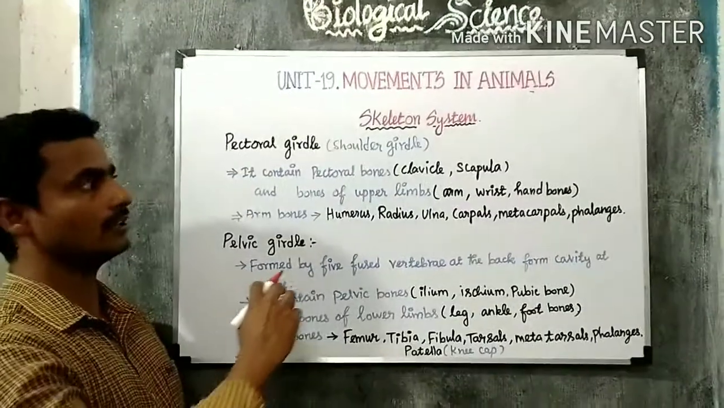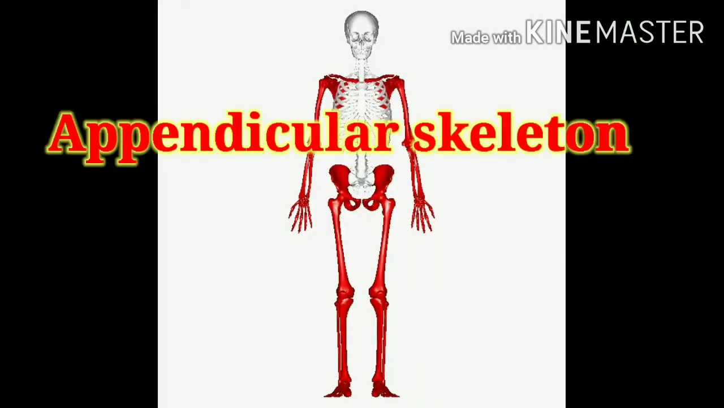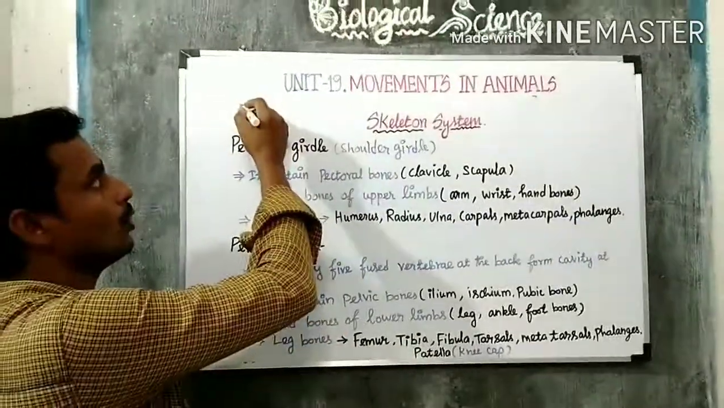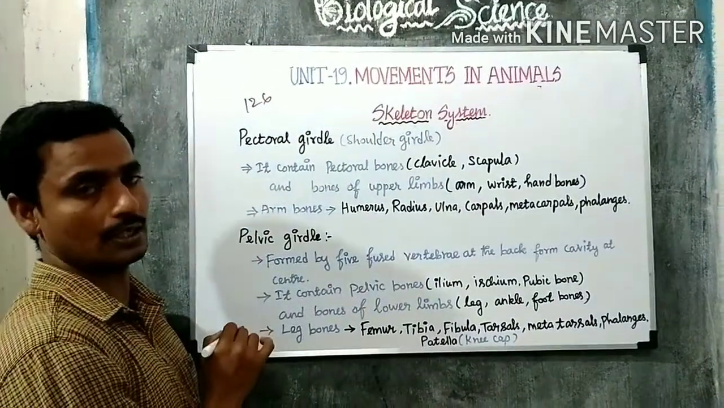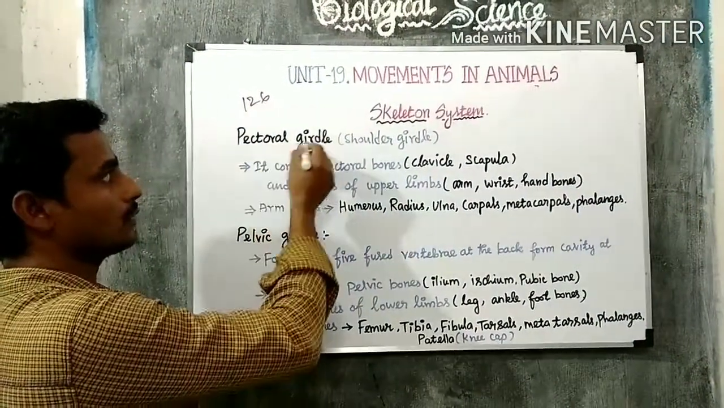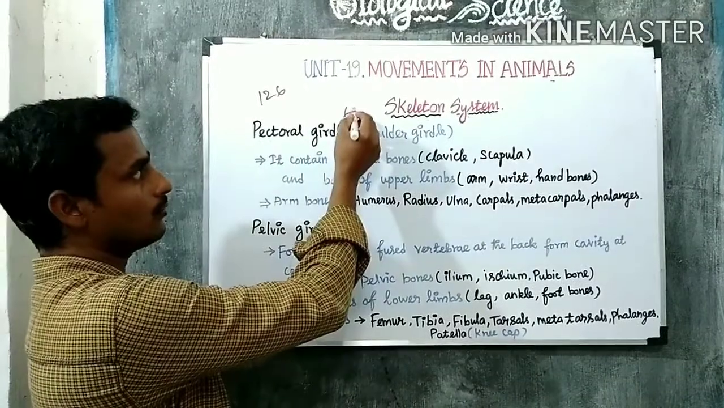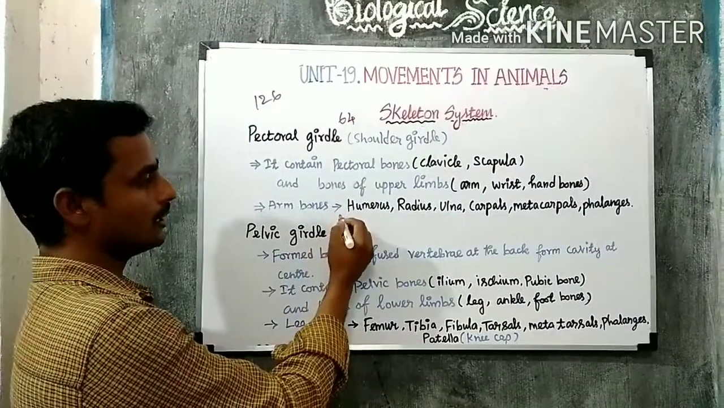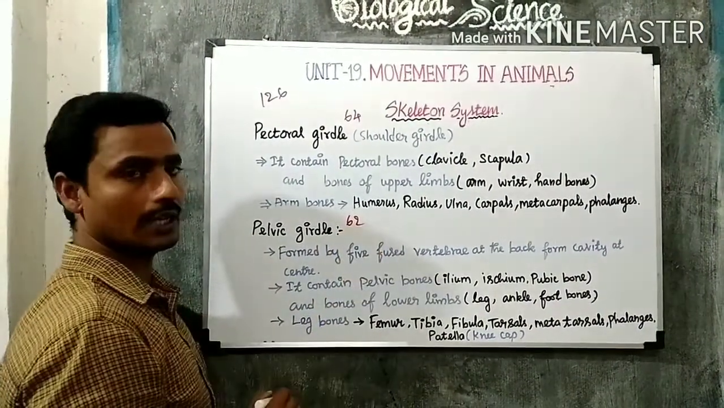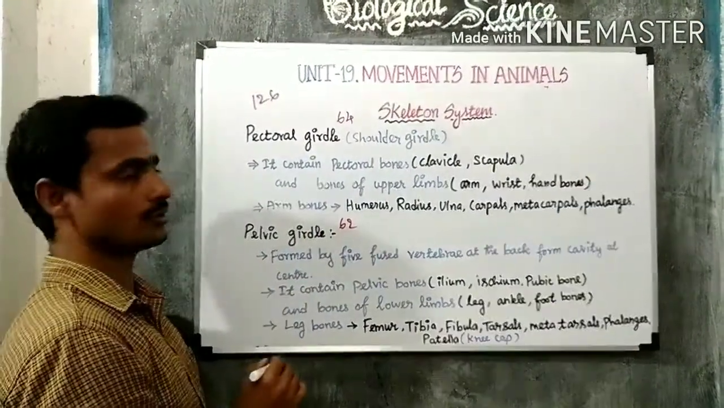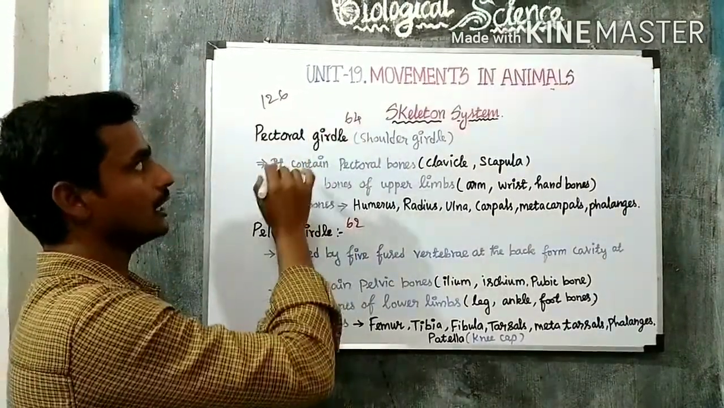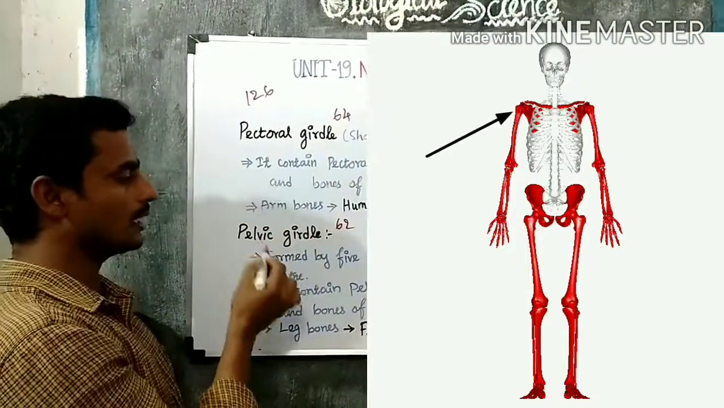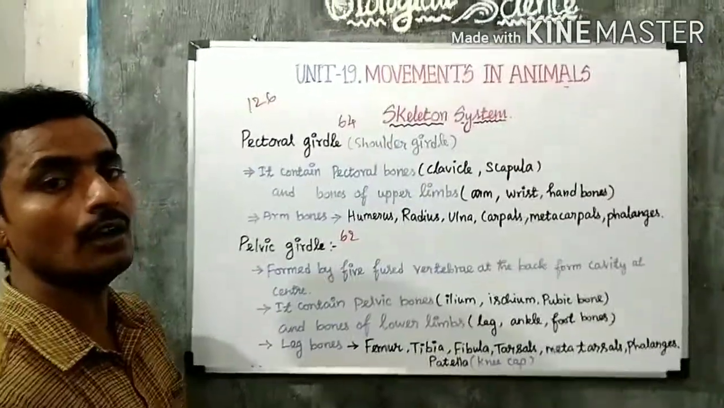So now we are going to learn the appendicular skeletal system. I told you 126 bones are present in the appendicular skeletal system. The pectoral girdle has 64 bones and the pelvic girdle has 62 bones. We are going to check that. The appendicular skeletal system can be classified into the pectoral girdle and the pelvic girdle.